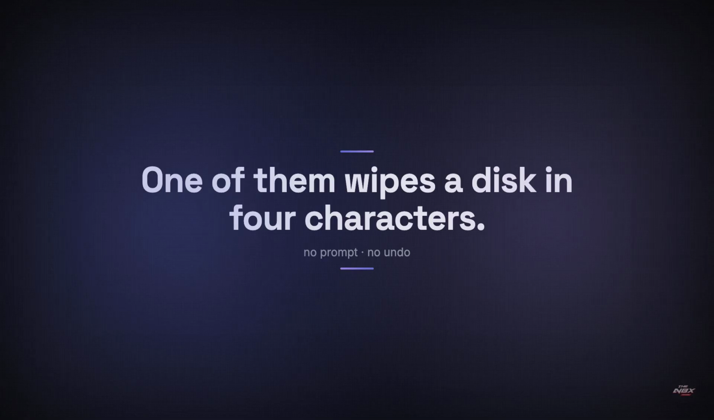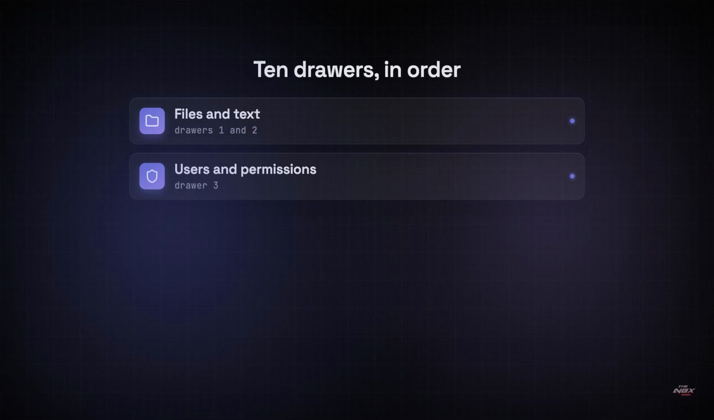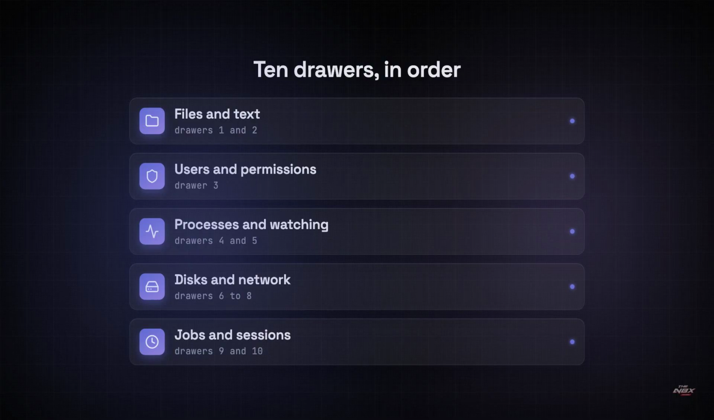We'll get there. We'll work through the drawers in order. Files, and the text inside them. Then who's allowed to touch what. Then the processes running right now and how you watch a machine properly. Then disks and the network. And finally the jobs and sessions that outlive you closing the laptop.